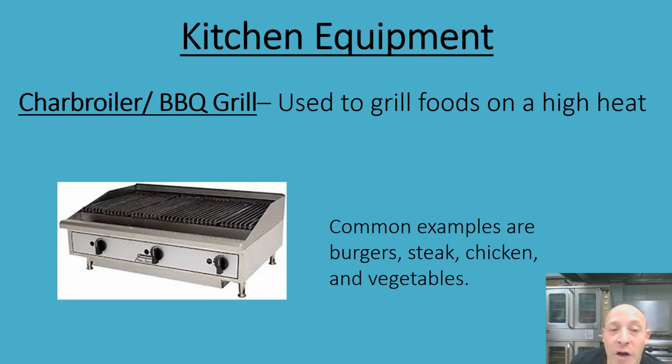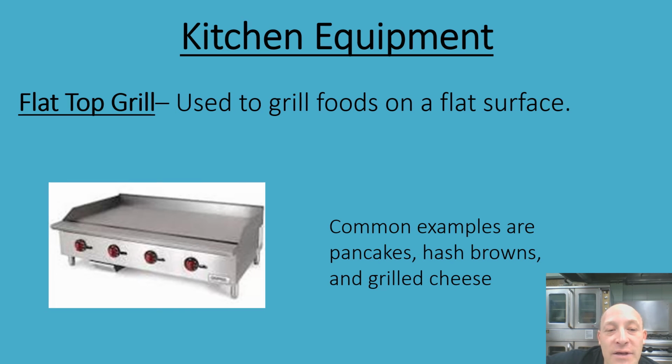This is called a charbroiler. It's also known as a barbecue. It's just like one you might have outside at your house, but this is what we use in a restaurant. We would grill burgers or steak, chicken, or even vegetables. This is also a grill, but it's called a flat grill. This is where we would grill foods on a flat surface. Some things we might cook on this would be pancakes, hash browns, or even grilled cheese.